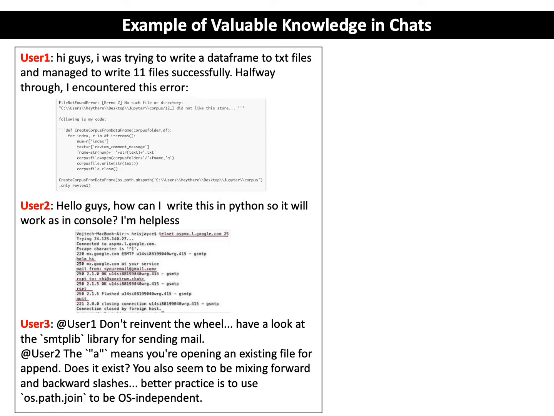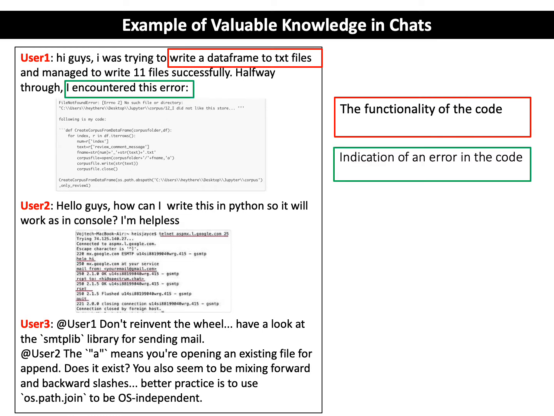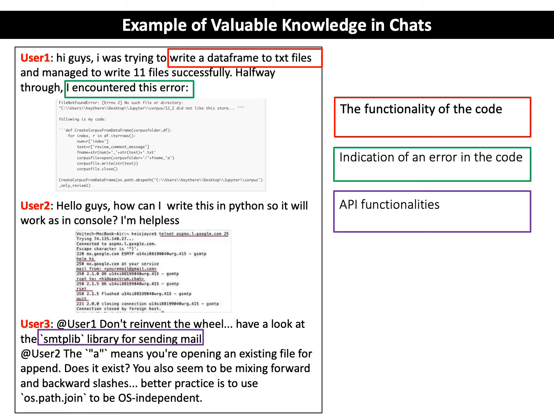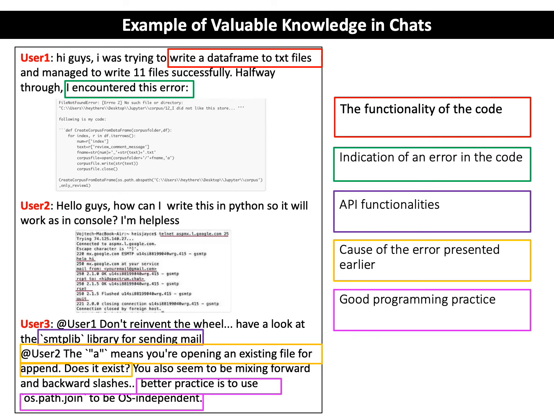Here, we show an example to demonstrate the kinds of information that can be gained with respect to a code example in a developer chat conversation. We can see here that without analyzing the code, we can learn the functionality, that there is an indication in the code, API functionalities, cause of the error presented earlier, and good programming practice. So considerable information can be learned from just one conversation.